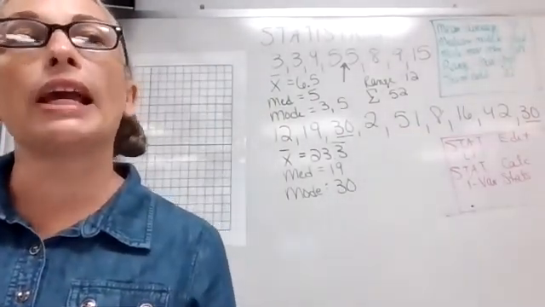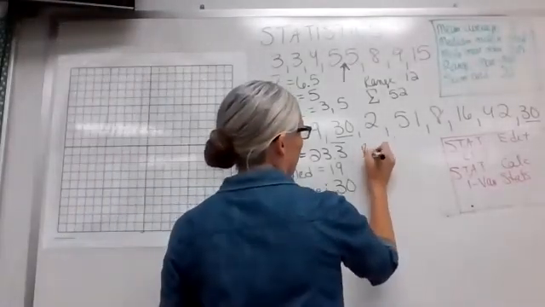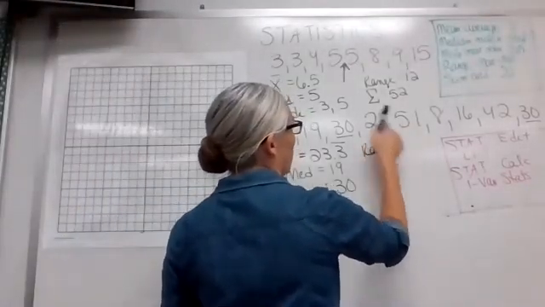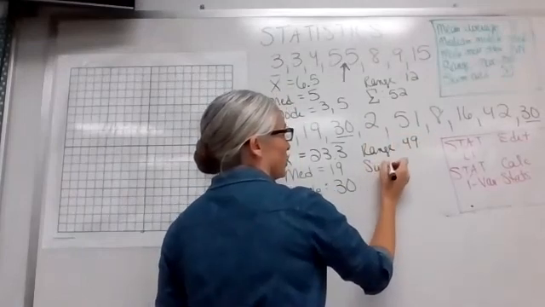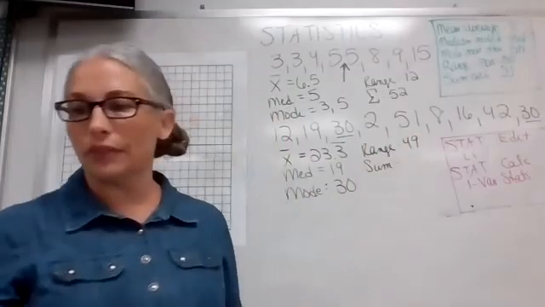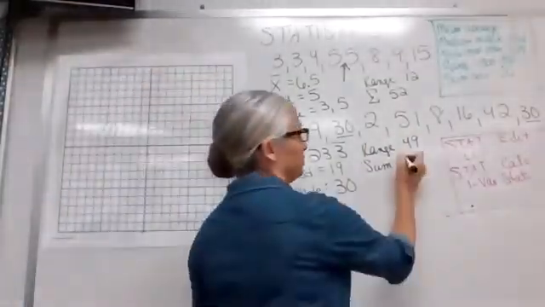What about range? Olivia, did you get the range? 49. 51 minus 2. And the sum. Anthony, did you get the sum? Yes. 210.